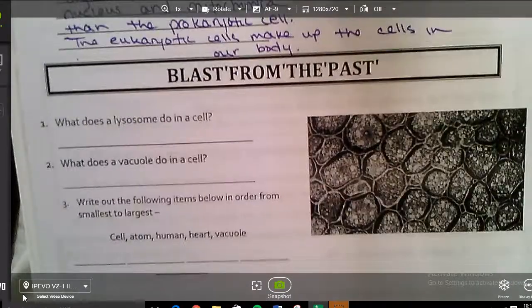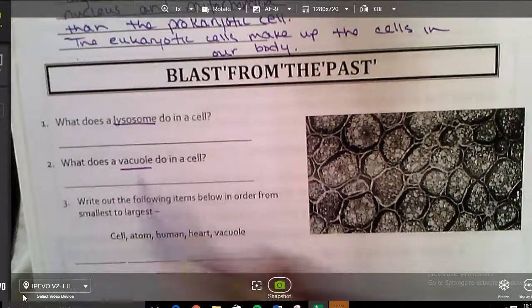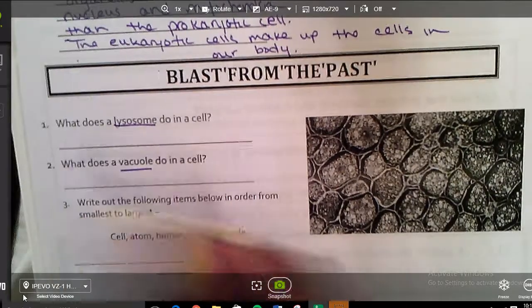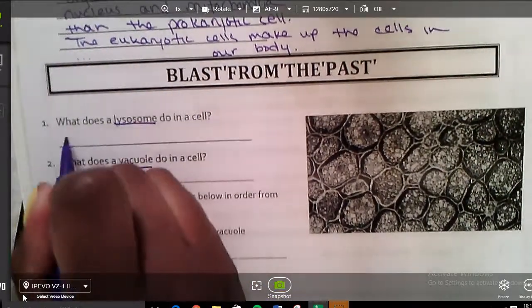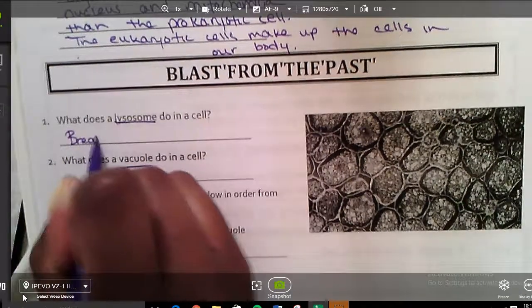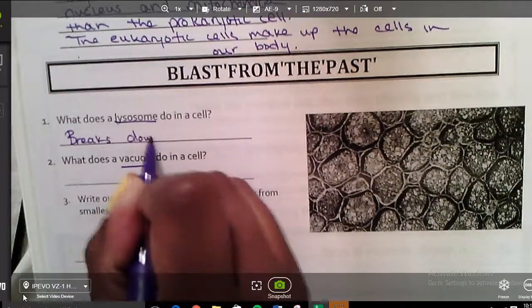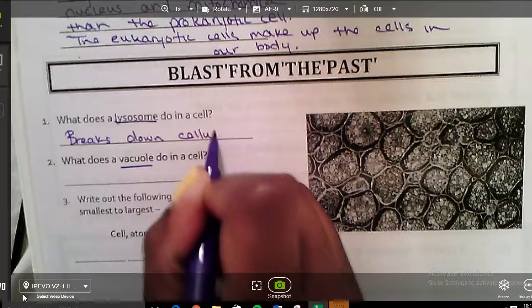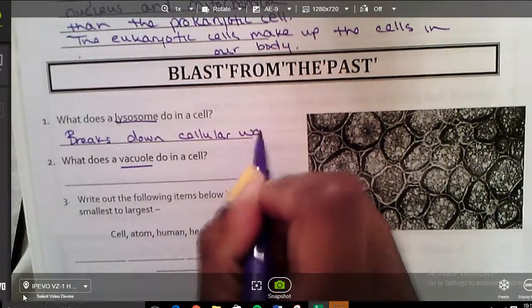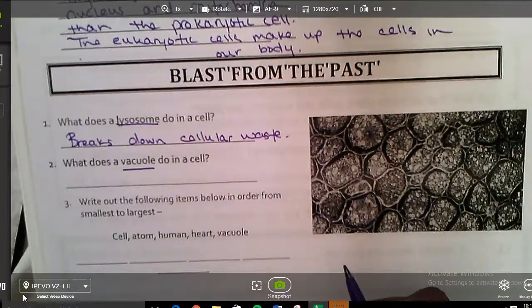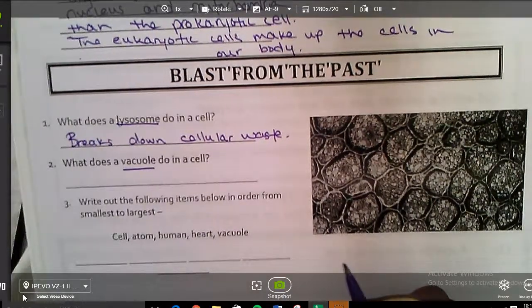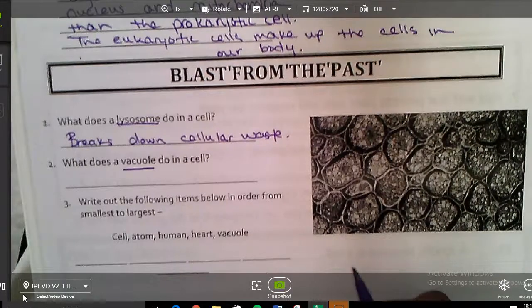Now, this one is a little bit complicated because I know we haven't talked about lysosomes and vacuoles in a minute. The question 1 says, what does a lysosome do in a cell? You need to write down, it breaks down cellular waste. So let's say one of the organelles in the cell actually stops working. The lysosome is going to release this, what we call digestive enzyme, almost like spit.